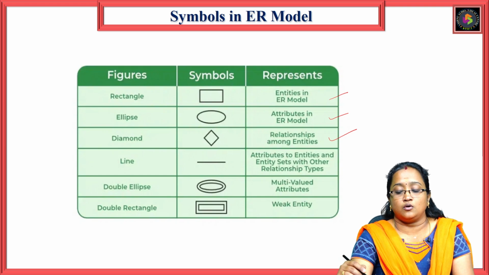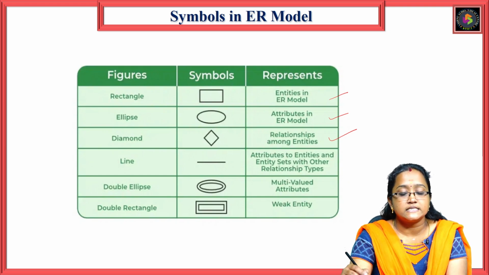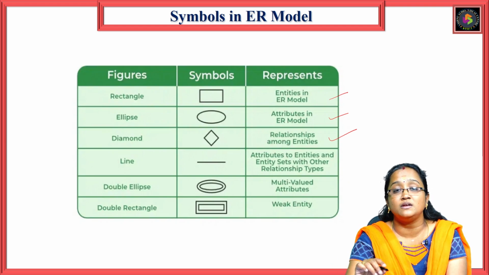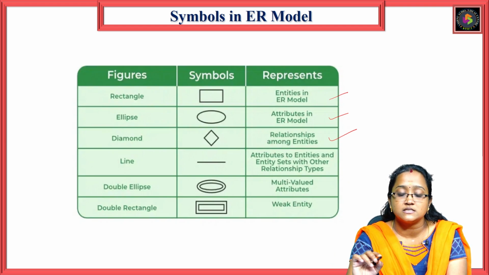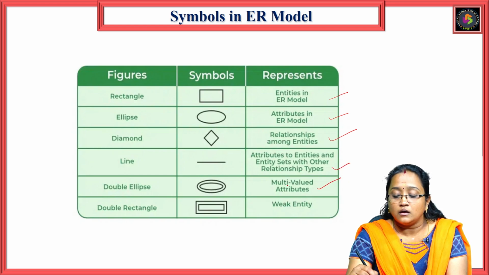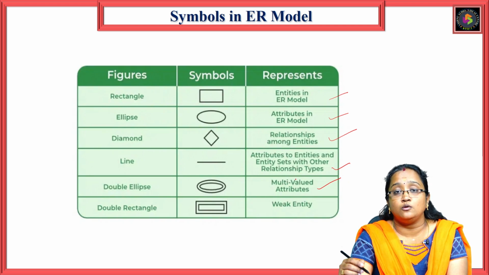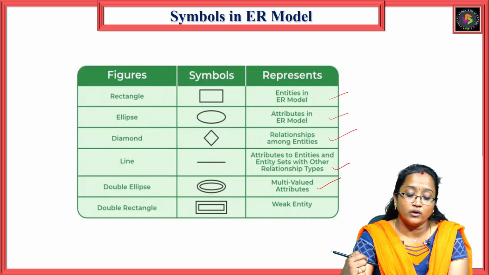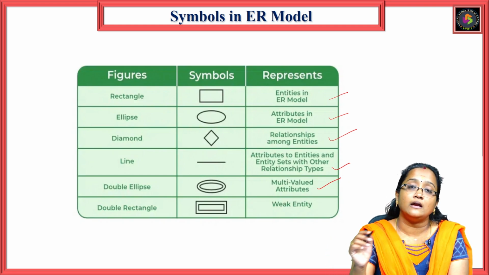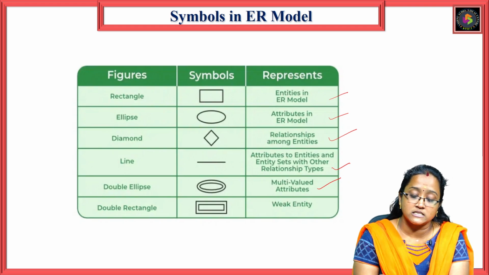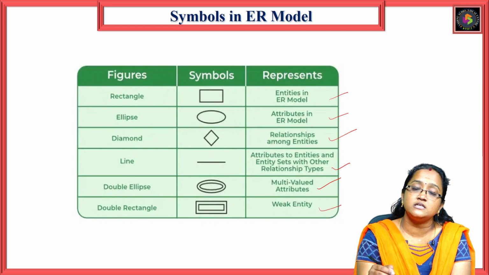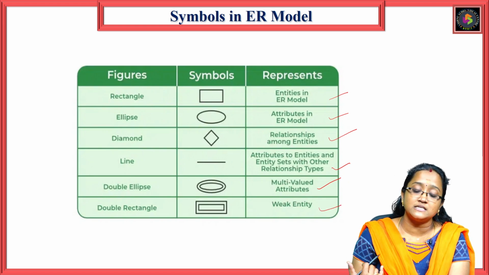So that is called relationship entities. Next, line. A line is a relationship: how we define the relationship between two entities. So we represent it with lines. A double ellipse is used to represent multi-valued attributes, where one attribute will have n number of values. Next, double rectangle. A double rectangle is mainly used for a weak entity. These will be seen later in upcoming slides in detail.